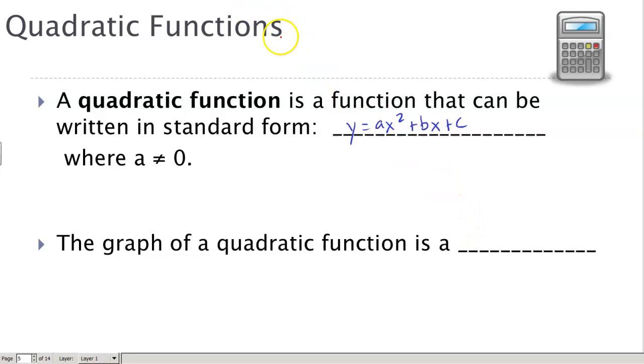The graph of a quadratic function is also called a parabola. And that's what we saw in the first couple slides. It's that curved projectile type of motion that you're going to see when we start graphing these.